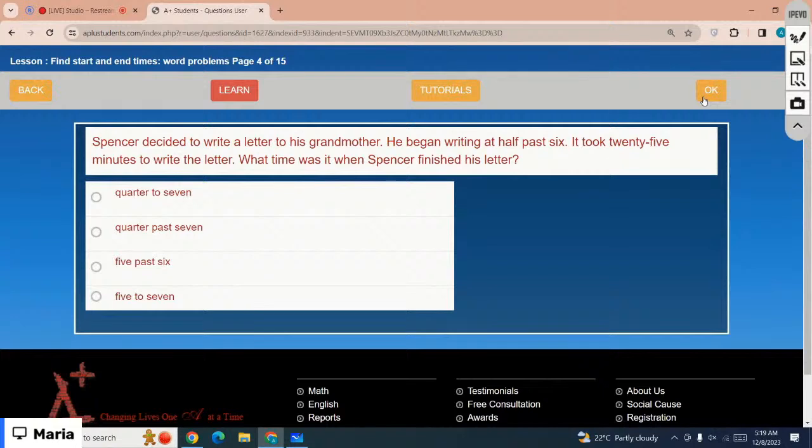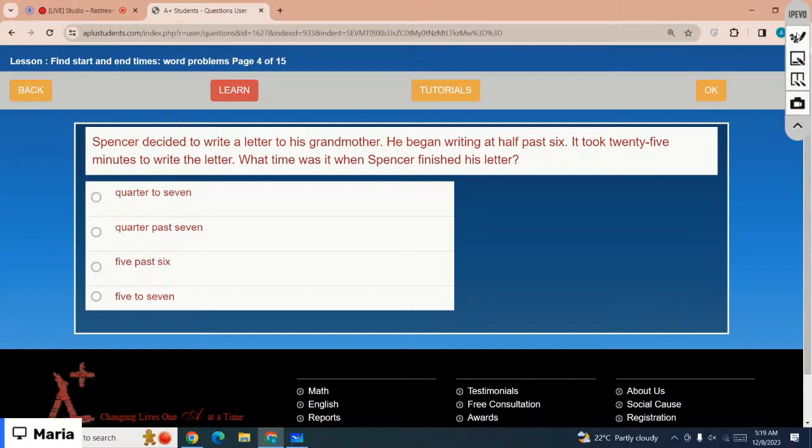Spencer decided to write a letter to his grandmother. He began writing at 6:30. It took 25 minutes to write the letter. What time was it when Spencer finished his letter? So, which is the correct option?